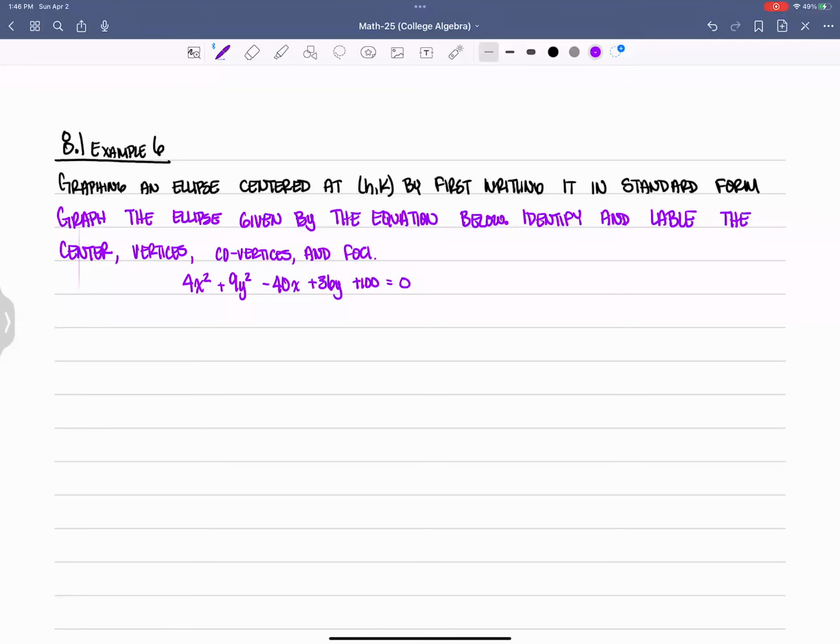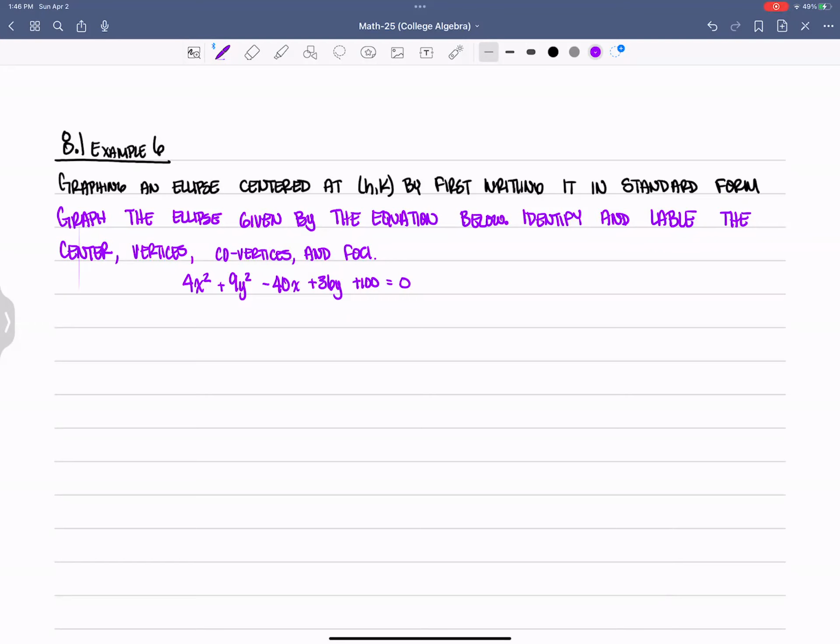Section 8.1, example 6, graphing an ellipse centered at (h, k) by first writing it in standard form. Graph the ellipse given by the equation below. Identify and label the center, vertices, co-vertices, and foci. 4x squared plus 9y squared minus 40x plus 36y plus 100.